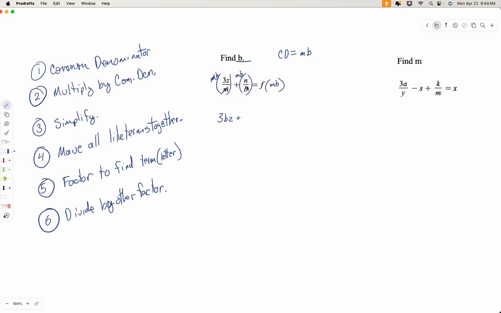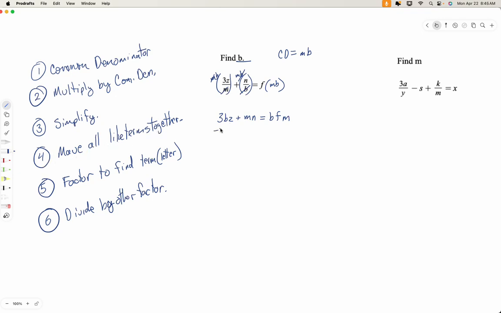And when I multiply mb times n over b, the b's cancel. So I get mn, writing them in alphabetical order. And when I multiply here, I don't have a denominator, so it's just straight multiplication. So I get bfm, writing it in alphabetical order. Now I'm looking for b, so what I need to do is get this b term with this b term. So I just simplified. Now I'm going to move all of my like terms together.